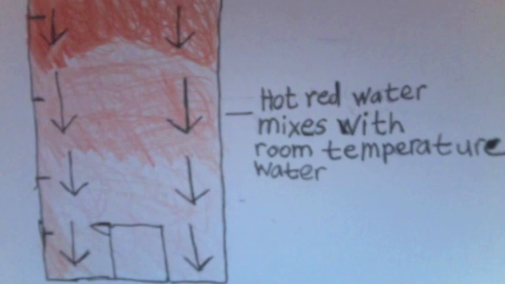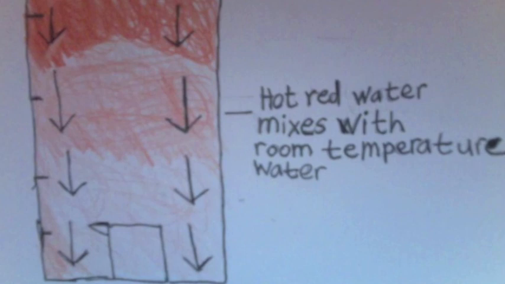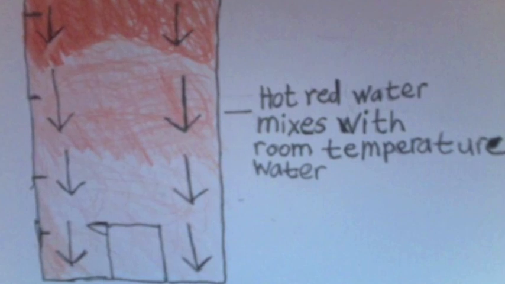In conclusion, if you place a beaker full of red hot water inside a larger beaker full of room temperature water, then the hot red water will rise and slowly fill up the beaker because heat rises.